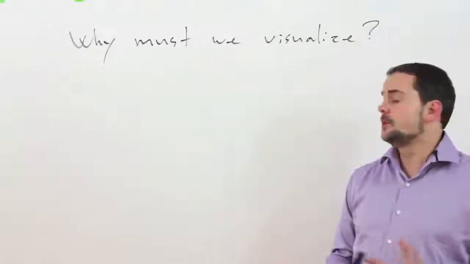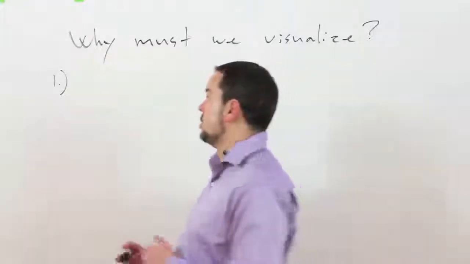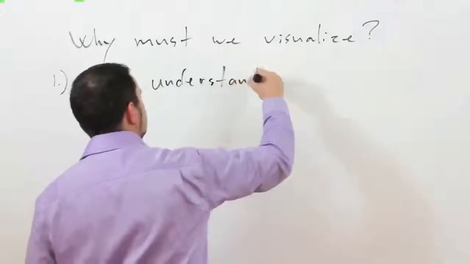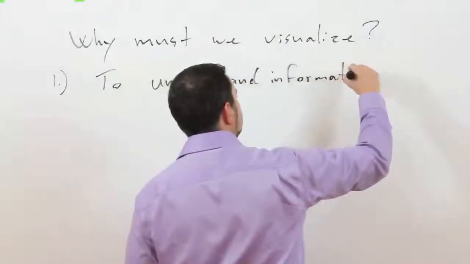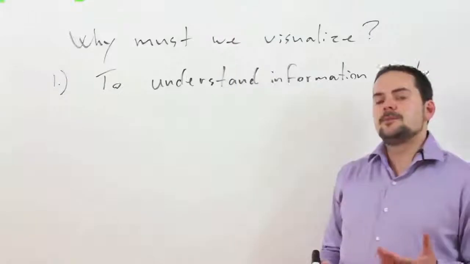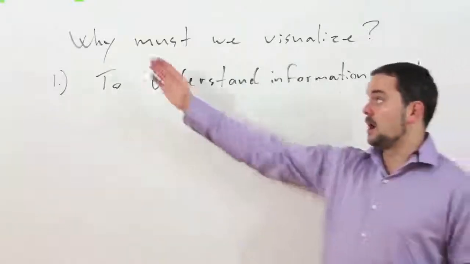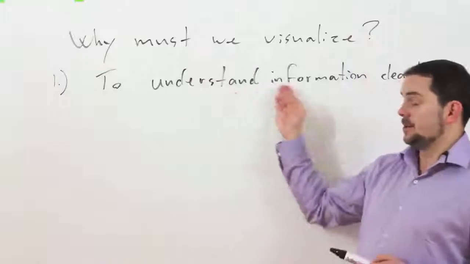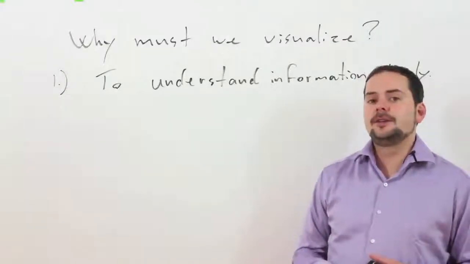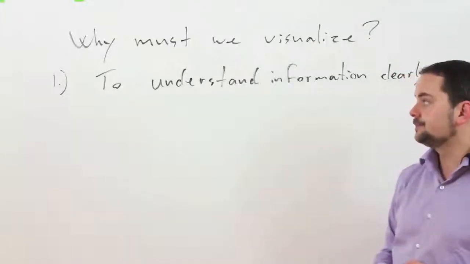Now, the first reason why it's really important to try to see information is so that we can understand information clearly. So we visualize to understand information clearly. Now, you probably realized at this point that for critical thinking, paraphrasing, and visualization, the first reason why we do these skills is because we want to understand information clearly. So it's very obvious that these three techniques or skills are extremely important for successful results on the IELTS exam.